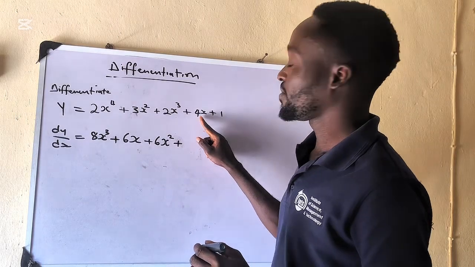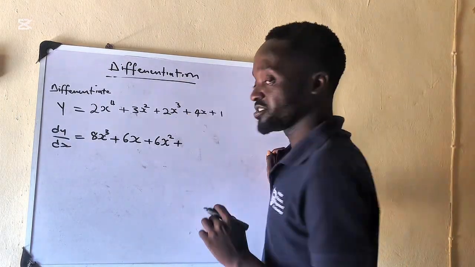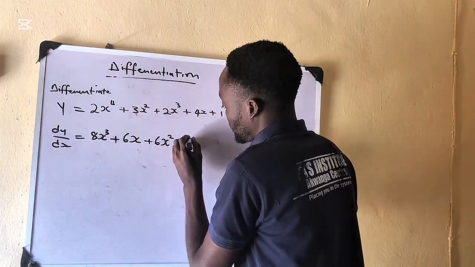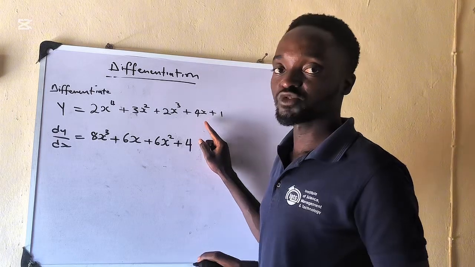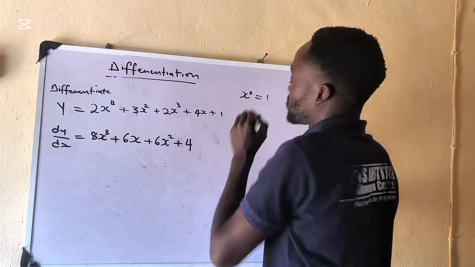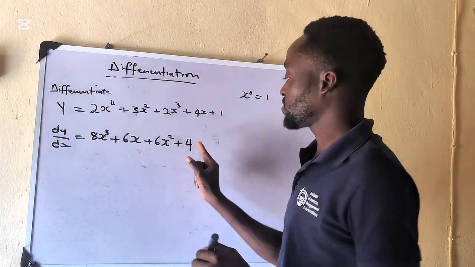So 4x, by the time we differentiate 4x, is just going to be 4, okay? Because the power of this x is 1. So if you bring down 1 multiplied by 4, it's still the same thing as 4. So 1 minus 1 is going to be 0, and anytime you have something raised to the power of 0, it is the same thing as 1. So this one now multiplied by 4 is going to be just 4. So that's why we just have 4 left.